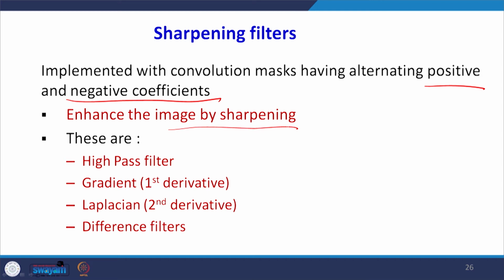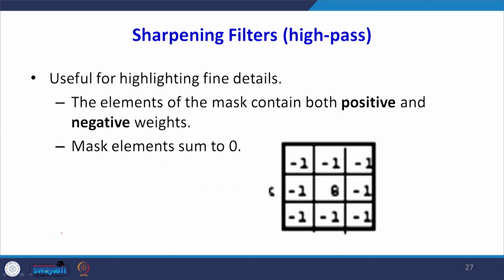There are several types of filters under the sharpening filter: the high pass filter, the gradient filter, a first derivative of the gradient, the Laplacian which takes the second derivative, and then the difference filter. They all fall under the sharpening filters. They will highlight the details, and elements could be positive and negative, but the essential condition here is that the sum of all the elements should be equal to 0. The weighted sum was 1 in the previous case, but here it is equal to 0.